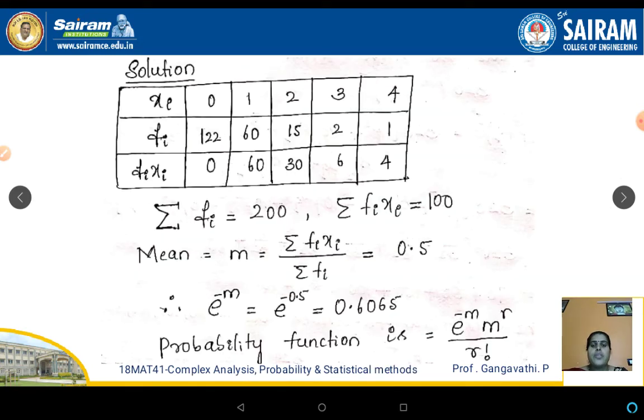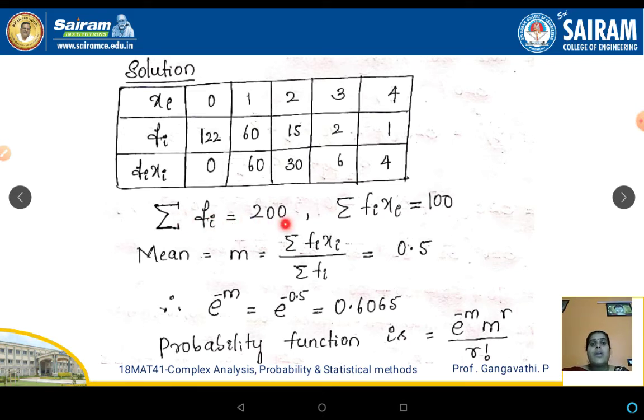So look at the solution. Given, take them as xi and fi. The xi values are 0, 1, 2, 3, 4, and the fi values are 122, 60, 15, 2 and 1. It has been given in the problem itself for us. So let us calculate fi into xi: 0, 60, 30, 6 and 4. So we need summation of fi, the sum of the frequencies. The sum of the frequencies is 200.